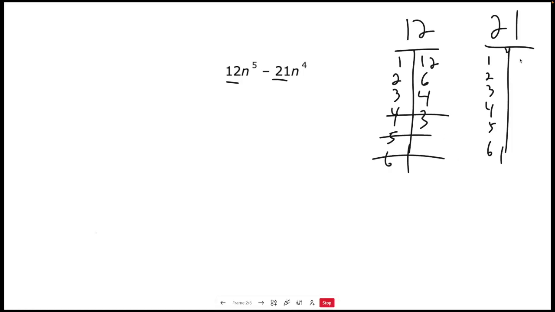21 divided by 1 is 21. 21 divided by 2 is a decimal, so we're not going to use it. 21 divided by 3 is 7. Decimal, decimal, decimal, and 7 is already on the list, so we're done.